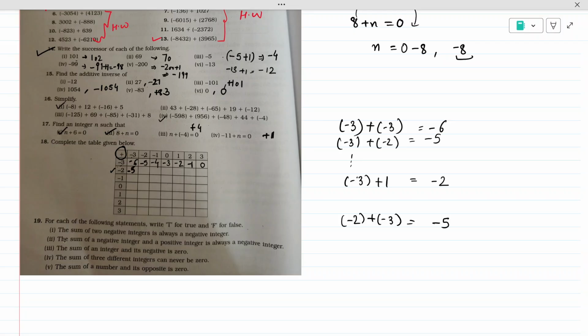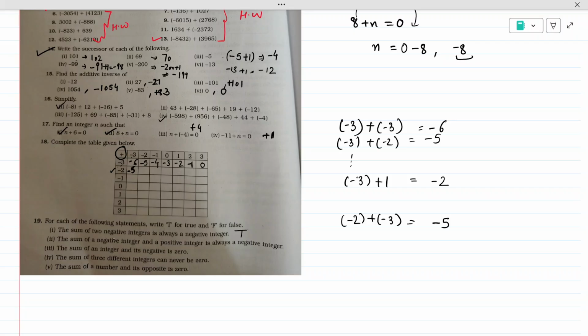Let's do this quickly. First is, the sum of two negative integers is always negative. This we know, this we have seen many times, and this is also one of the examples that the sum of two negative integers will always be a negative integer.